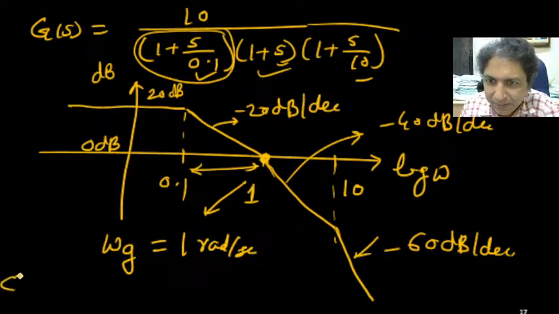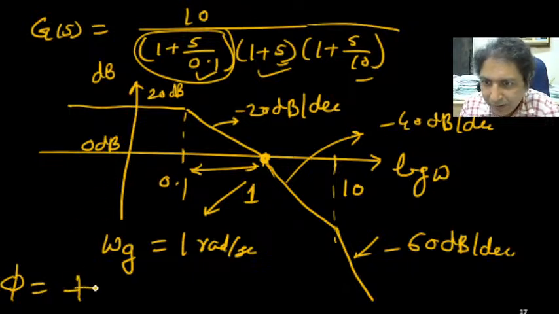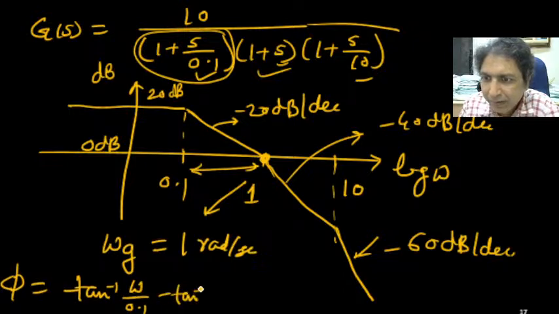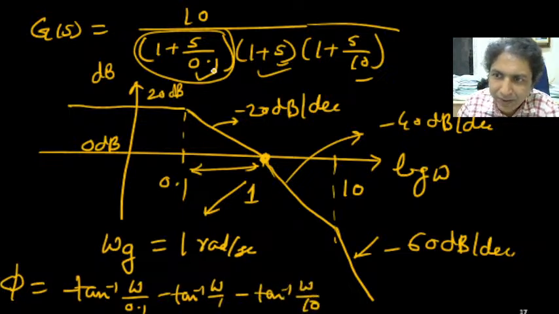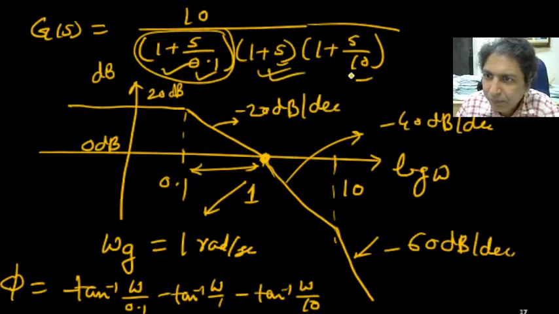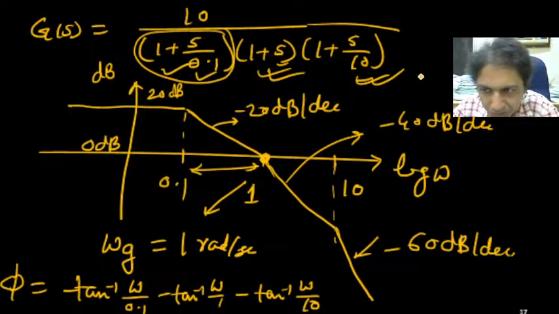So this phase would be, the denominator is providing 0 degree. So this one will be minus tan inverse omega by 0.1, minus tan inverse omega by 1, minus tan inverse omega by 10. These three will provide the phase. The corresponding phase I have considered, and I have considered minus sign because they are poles.